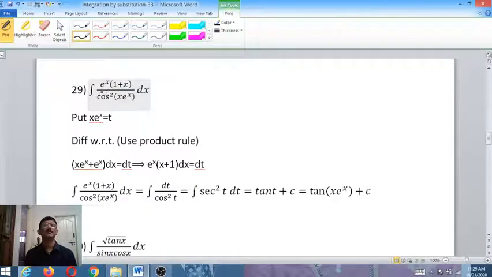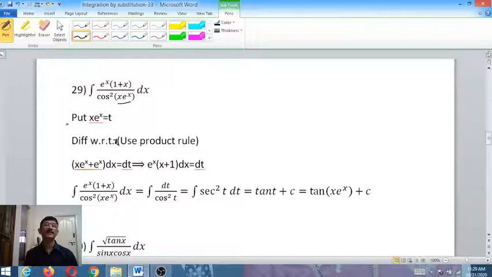Look at this: e power x into (1 plus x) by cos square (x e power x). Look at this problem here. If you differentiate cos square, we never get e power x. So how to simplify this problem? Look at this x into e power x in the denominator. You take x into e power x as t. You differentiate with respect to x.